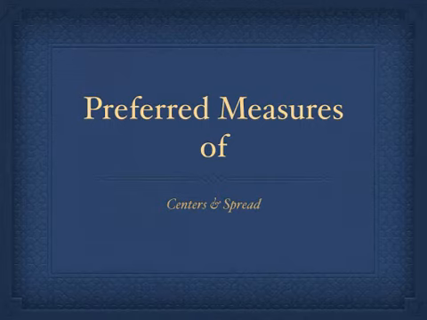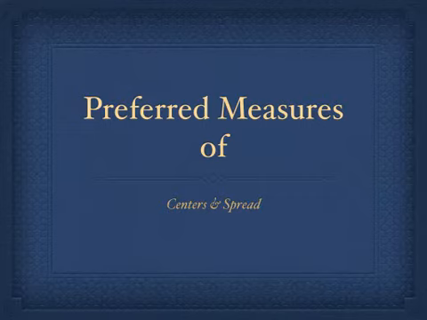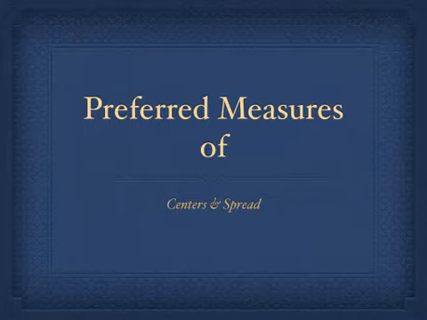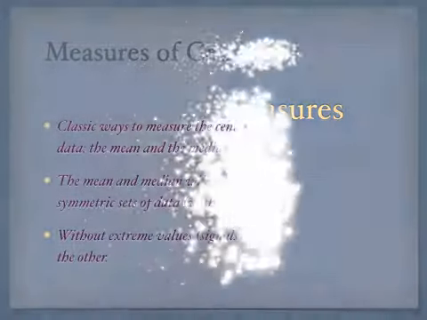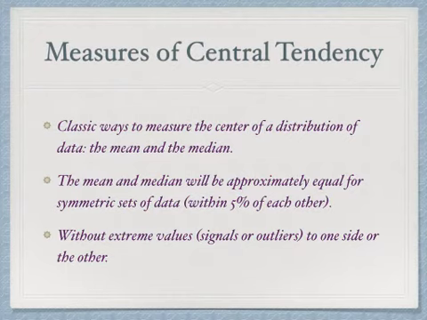What we're going to take a look at today is preferred measures of center and spread. What we'll take a look at first is measures of central tendency. The two measures of center that are the main focus really are the mean and the median. The mean and the median will be approximately equal for symmetric sets of data, usually within 5% of each other, without extreme values, outliers as they call them, to one side or the other.